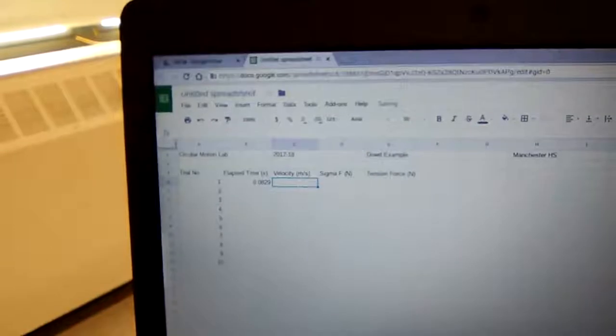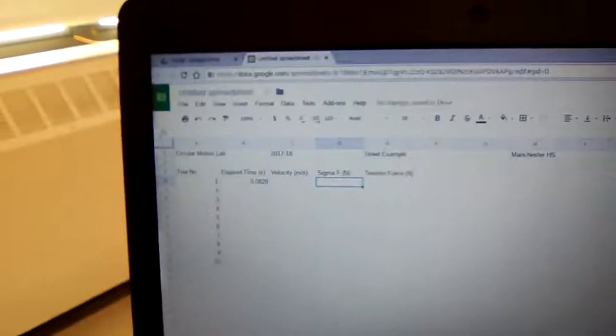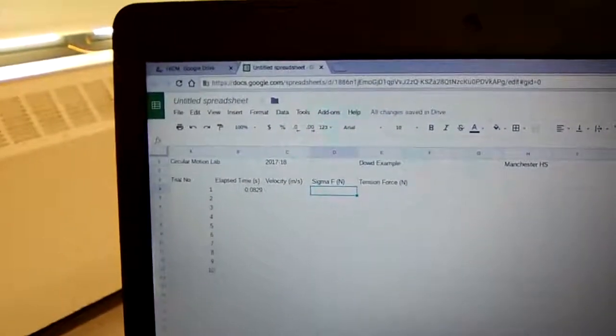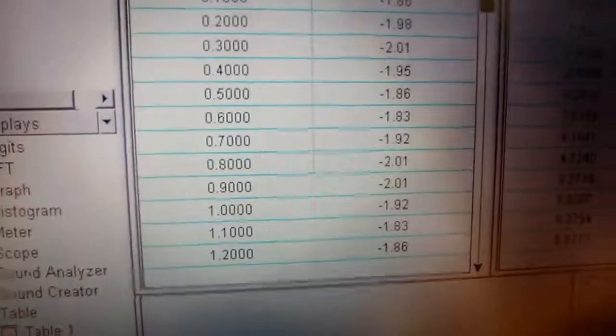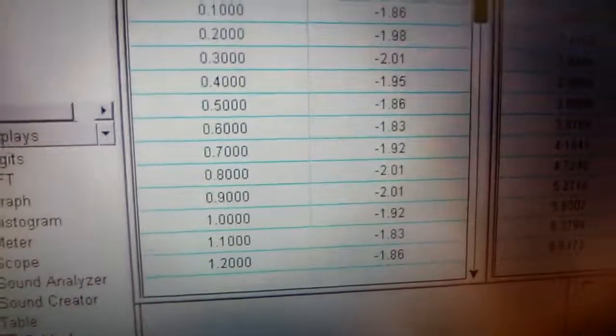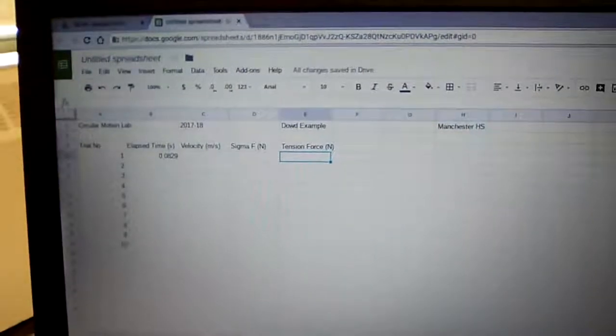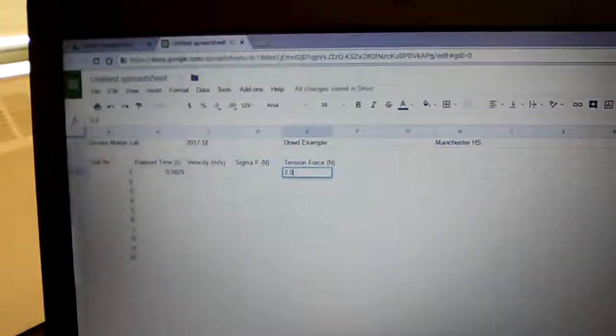We'll leave velocity blank, we'll calculate that later. Same with sigma F. And then whatever the force probe said at that time, which in this case, between 0.8 and 0.9, was minus 2.01, we'll record that there. And we can just leave the minus off, so we'll say 2.01.